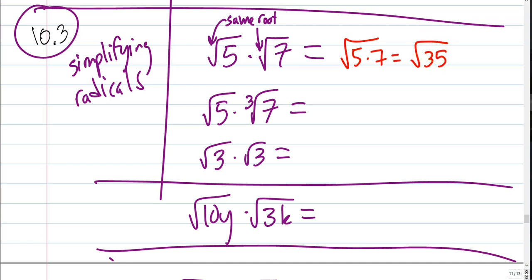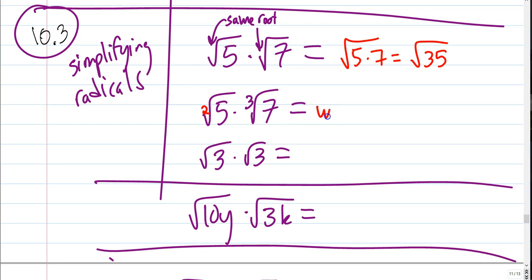The issue here is, what happens if I have the square root of 5 times the third root of 7? Well, those can't multiply together. They are not the same root. This has a little implied 2. This is a second root, and this is a third root, right? So at this point, we have nothing we can do with this. We kind of already learned this. The homework is going to start with them being the same root.